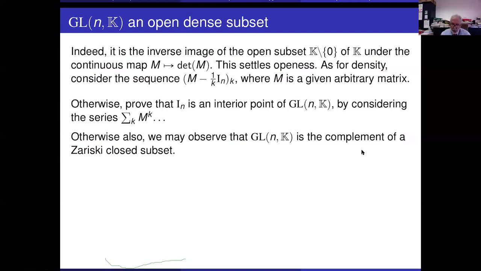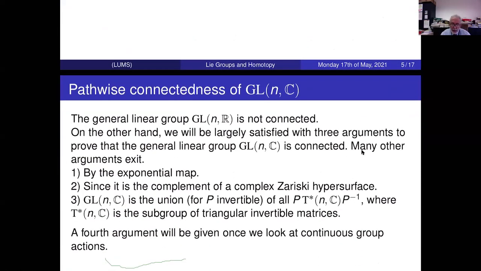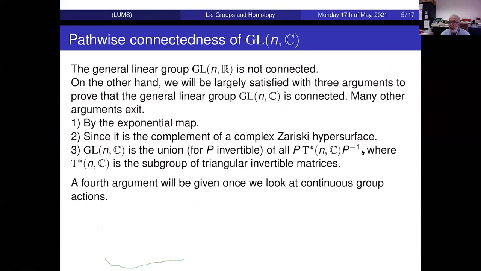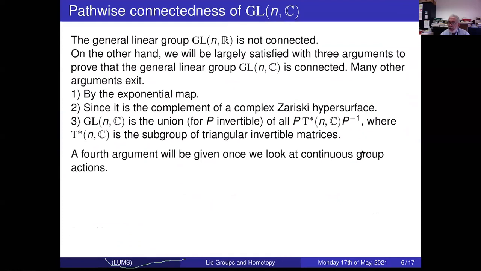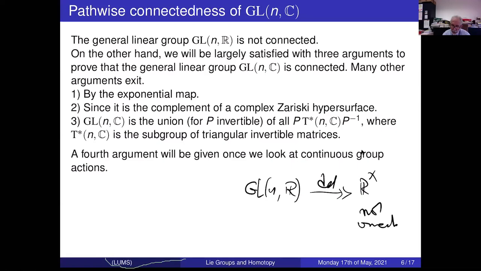Okay, let us pass to the path connectedness of GLNC. Now we see that GLNC is open, it is dense in MNC. I'm going to prove to you that it is connected, as a topological space, path connected. This is not the case of GLNR. You see why? Because for GLNR, when you apply the determinant, it goes surjectively onto the set of non-zero real numbers. So this is not connected. So GLNR is not connected.